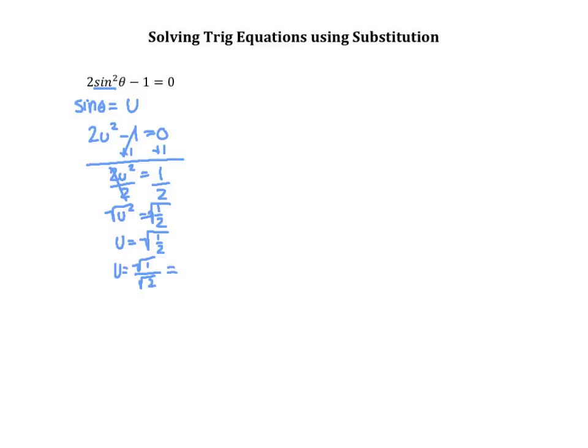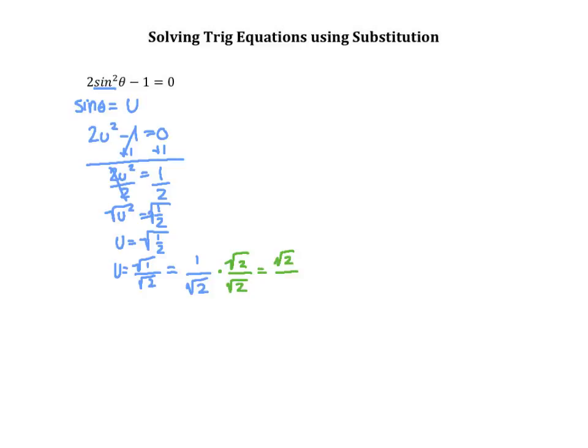That's going to be the square root of 1, which is 1, and then the square root of 2 on the bottom. Now, we cannot have a square root on the bottom of a fraction, so we need to do what's called rationalizing the denominator. So I'm going to multiply by square root of 2 for the numerator and the denominator. So 1 times square root of 2 is square root of 2.